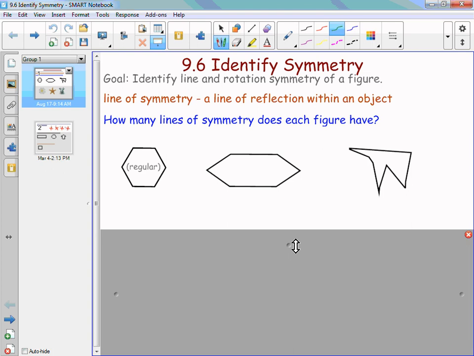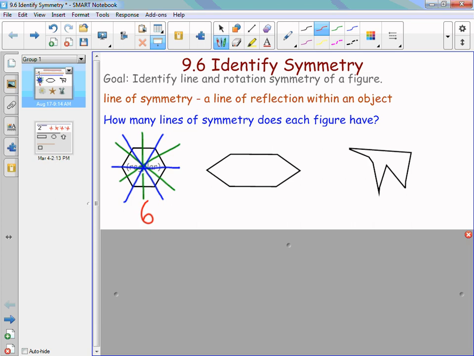For the regular hexagon, we can go through the midpoint of opposite sides and have 3 lines of symmetry there. We can also go through the opposite vertices and have 3 more for a total of 6.